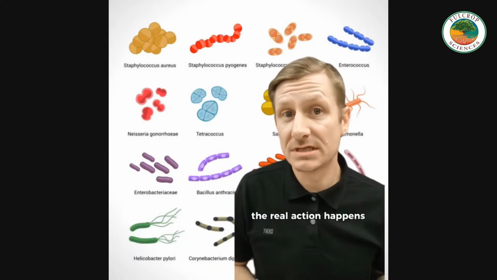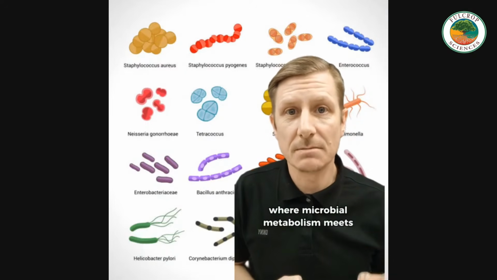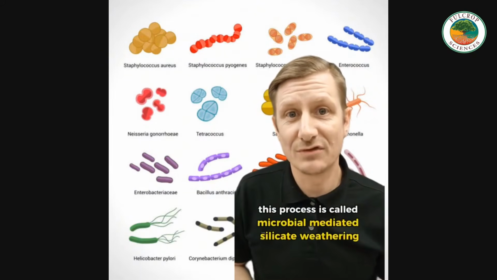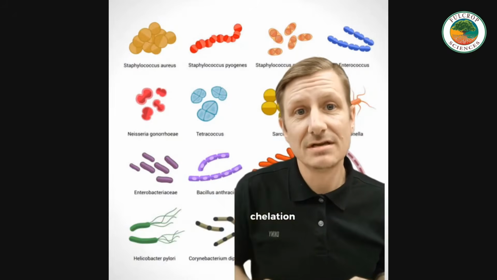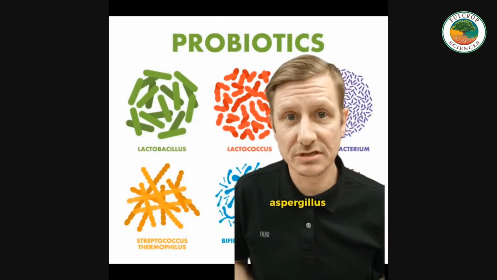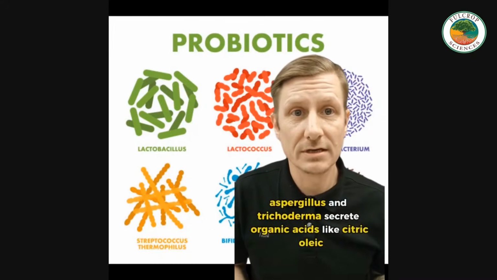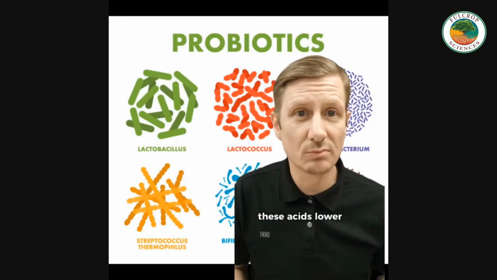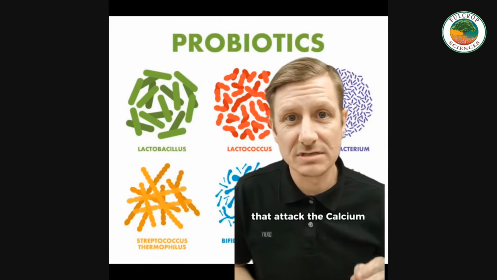The real action happens in the rhizosphere, the narrow zone around the roots where microbial metabolism meets mineral surfaces. This process is called microbial-mediated silicate weathering. It's driven by three main mechanisms: acidolysis, chelation, and enzymatic oxidation. Microbes like Bacillus, Pseudomonas, Aspergillus, and Trichoderma secrete organic acids like citric, oleic, gluconic, and lactic acids directly into the soil. These acids lower pH and donate protons or positively charged hydrogen ions that attack the calcium silicate bonds.